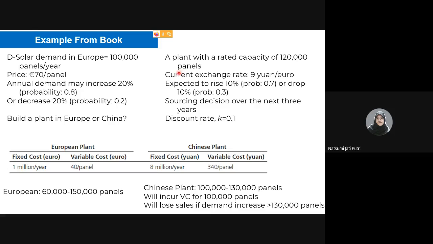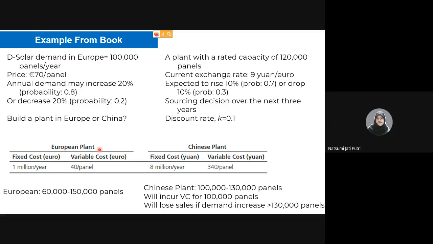We can skip. And the current exchange rate is 91 per euro, and it is expected to rise by 10%, and the probability is 0.7, or it can drop by 10%, and the probability is 0.3. And we have to make a decision of sourcing over the next 3 years. The discount rate, or K, is 0.1. We need to decide whether we should build a plant in Europe or in China.